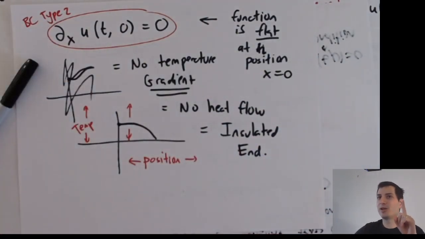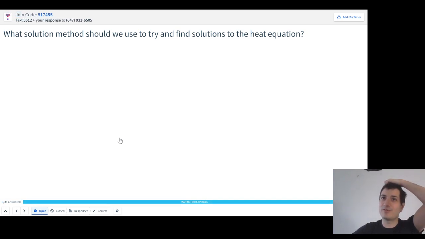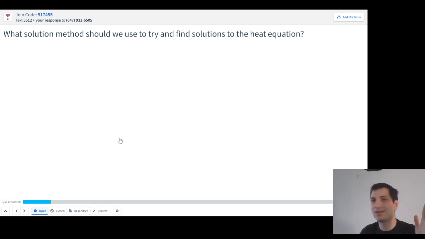Okay, we're going to move on to how we solve these things. We're going to start by coming up with a strategy before we actually solve it. The first question says, what solution method should we use to try and find solutions? Again, this is one of those fun questions where there's no wrong answer. You can put in anything you want. What method of solution would you use? That's the question.